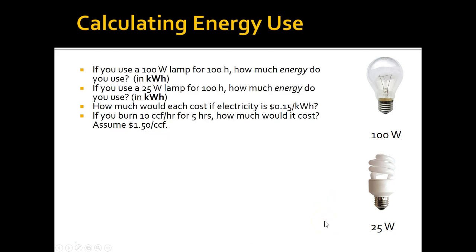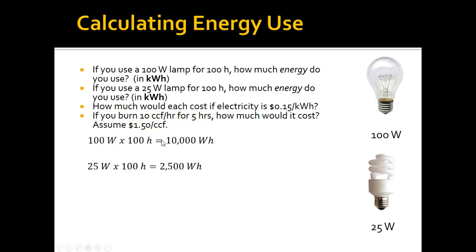Okay, all right. So how about for the same lamps? How much would that be in kilowatt hours, and how much would that cost if electricity costs 15 cents a kilowatt hour? And also, if I use that same furnace, 10 CCFs an hour for 5 hours, how much would it cost, assuming $1.50 per CCF?